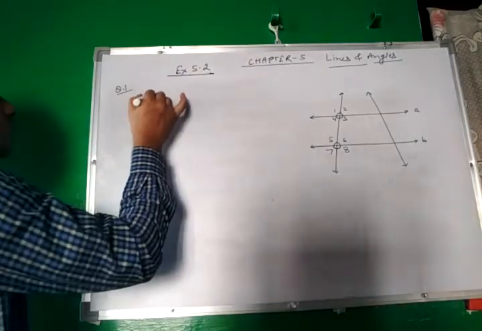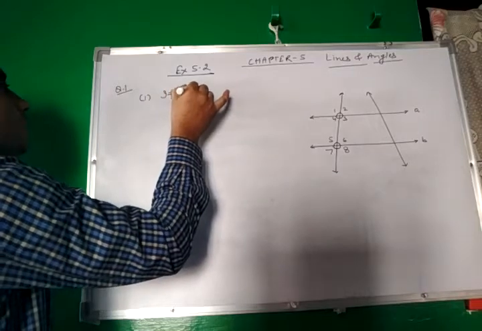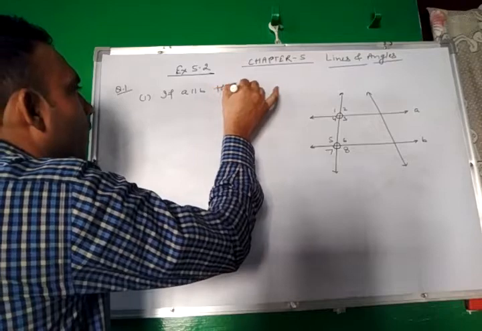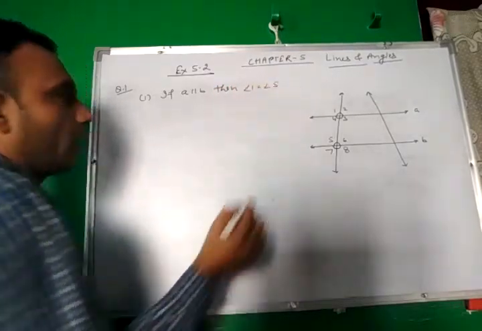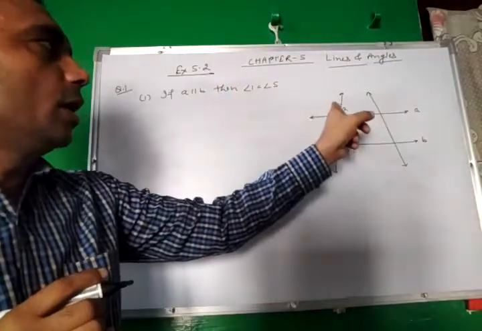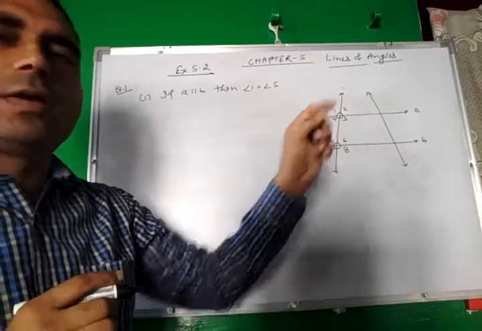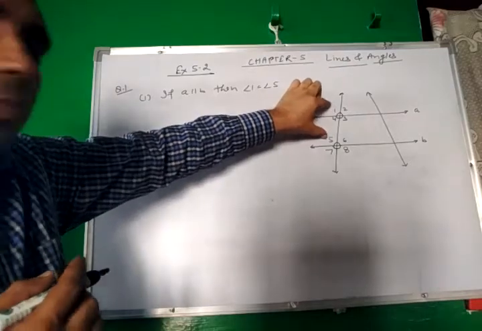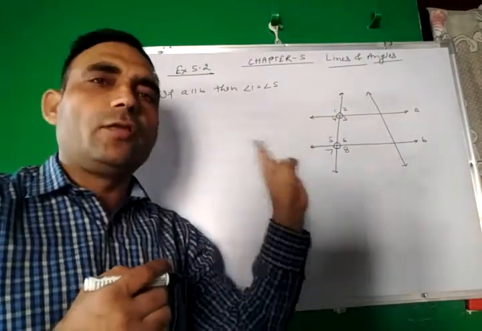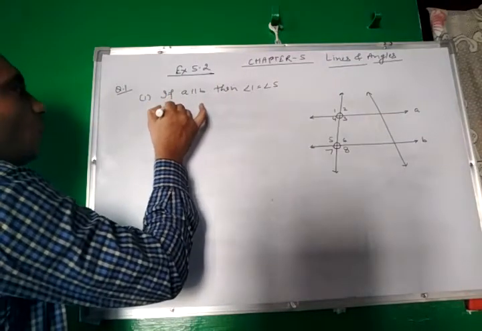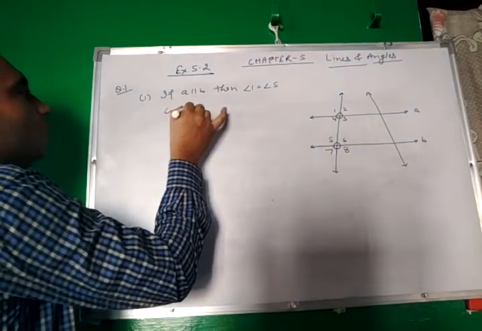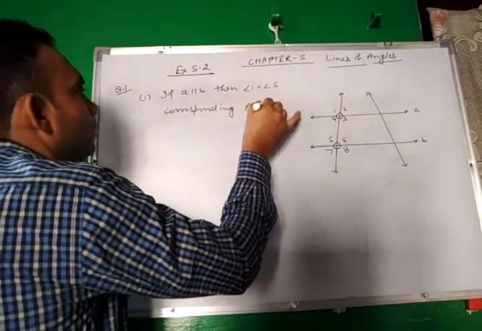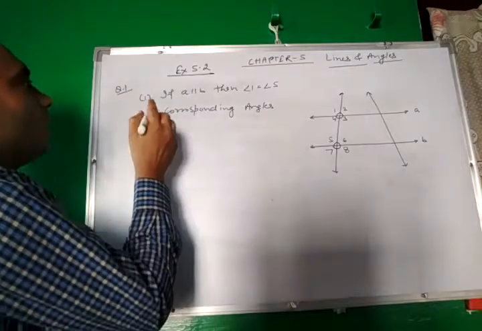First part: if A is parallel to B, then angle 1 is equal to angle 5. A is parallel to B, then 1 and 5 are which type of angles? These are corresponding angles, which are made at the same position. So angle 1 and 5 are corresponding angles. By which property is angle 1 equal to angle 5? Corresponding angles. Property used: corresponding angles.